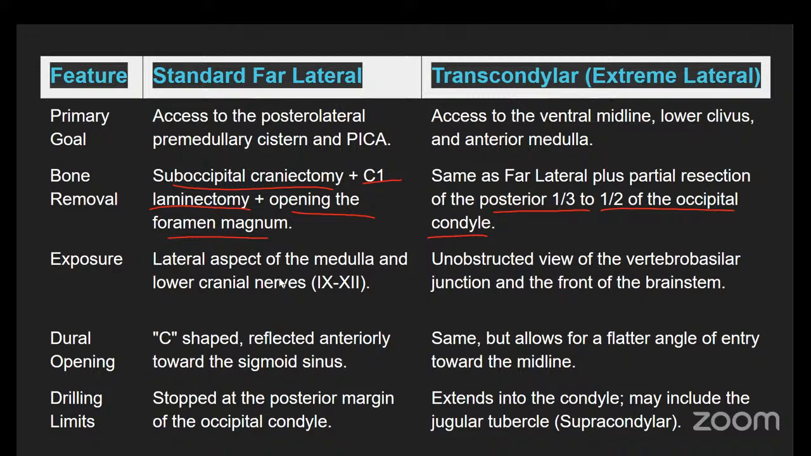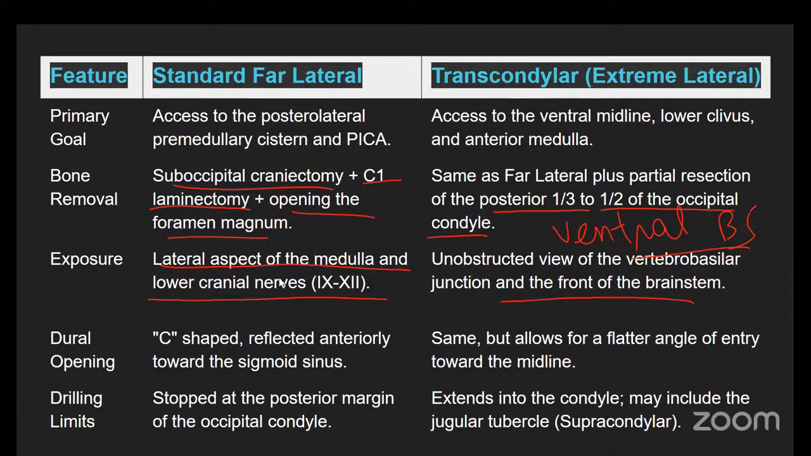Exposure, as I already told, we are going to get access to the posterolateral and the lateral portion, be it the pathologies, be it the normal anatomy. So the lateral aspect of the medulla is going to be exposed. The lower cranial nerves are going to be exposed. Whereas with the transcondylar approach, we are going to have access to the ventral portion or the anterior portion of the brainstem.